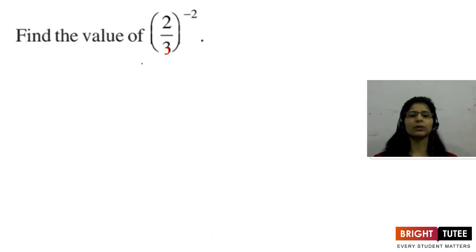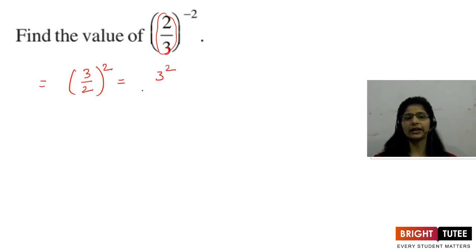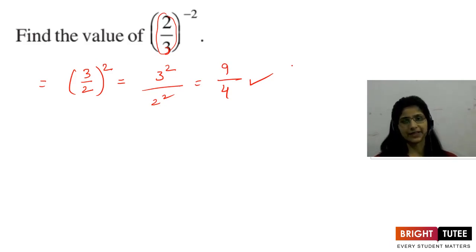Here we have 2 upon 3 whole power is minus 2. We have to find its value. So if we take the reciprocal of this, will the power become positive? Yes. So we'll write 3 upon 2 whole power is 2. 3 square upon 2 square. So we have 3 3s are 9. 2 2s are 4. 9 upon 4 is the value of 2 upon 3 to the power minus 2. So whenever you have negative exponent, first make it positive by taking the reciprocal of that number. Okay, and when you find the reciprocal, the power becomes positive. So positive powers, you know how to solve easily. We are already familiar with that.